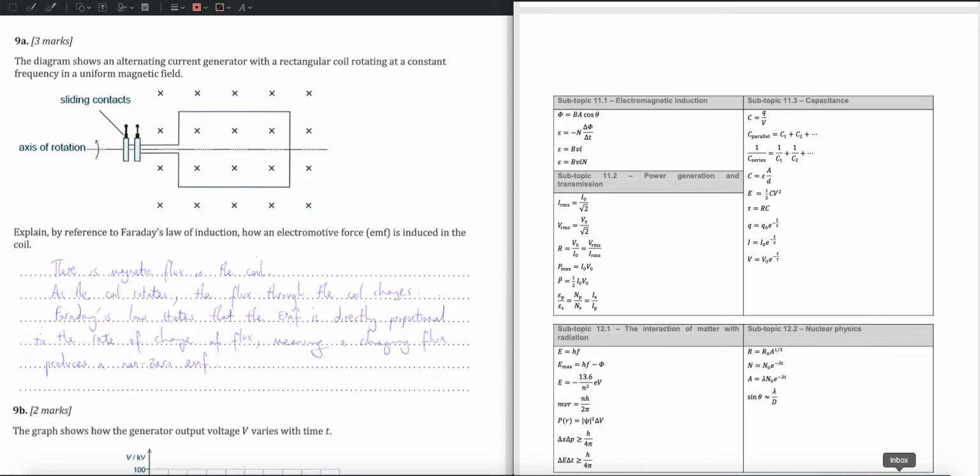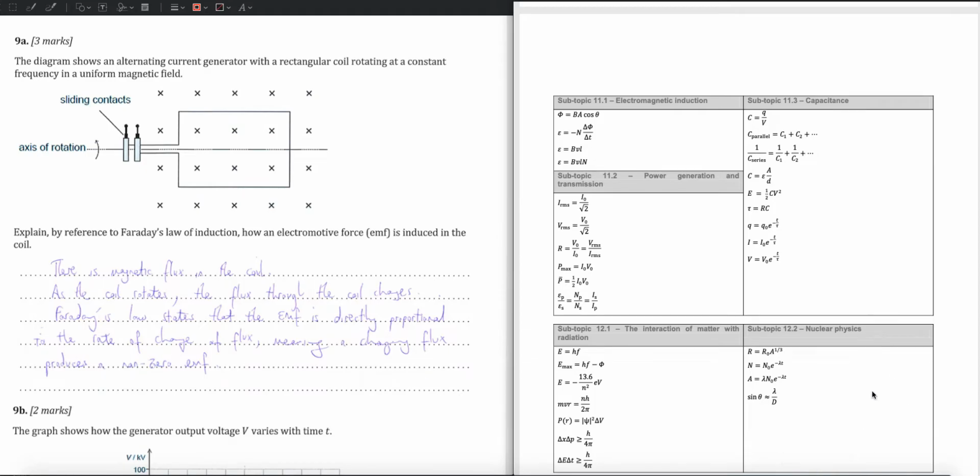With our HL mock question 9, last one. We've got an alternating current generator with a rectangular coil rotating at constant frequency, and we're asked to explain by reference to Faraday's law of induction how an EMF is induced.